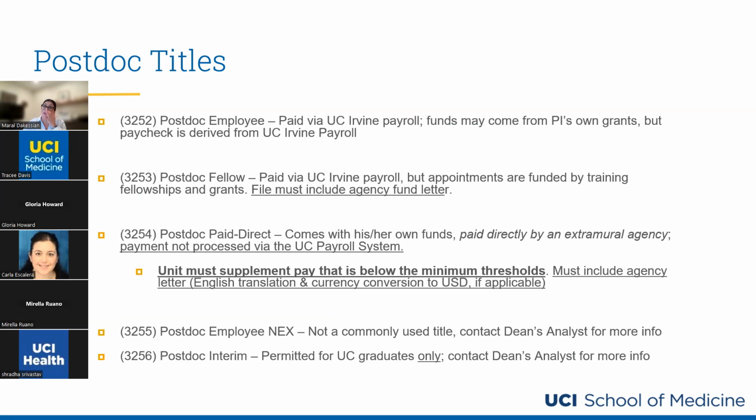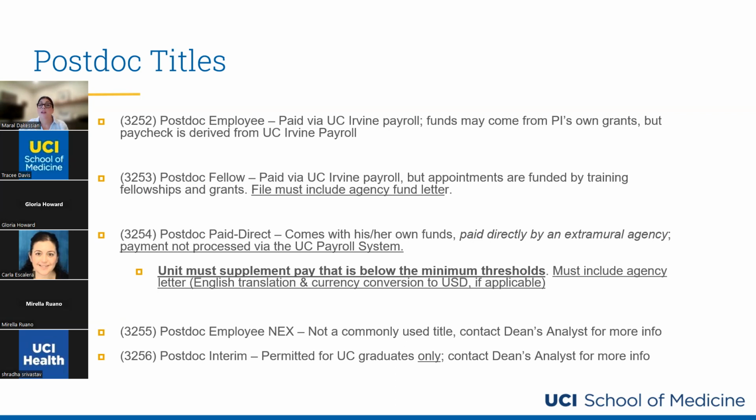Okay, here's a list of all of the titles that we use for postdocs. These titles are also listed on that title codes document that I shared in previous presentations. The first one is postdoc employee. This is the most common postdoctoral fellow title or postdoc appointee title. With this title code, this postdoc is our employee. They're paid via the UC Irvine payroll system, and the funds might come from the PI's own grants, and the check is derived from UC Irvine payroll.